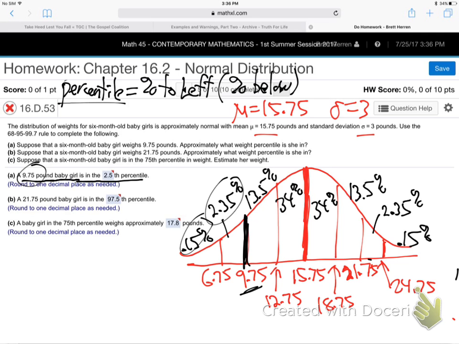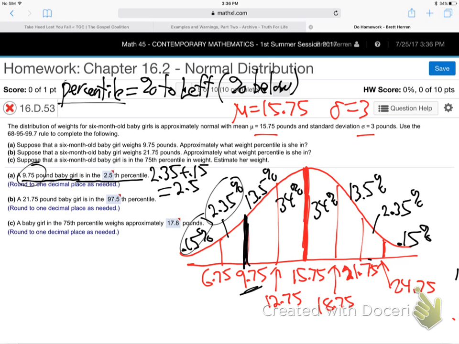So you would just go to 2.35 plus 0.15 equals 2.5%. So a baby girl that was born at 9.75 pounds would be at the 2.5 percentile, meaning only 2.5% of all baby girls have lower weight than that. It's very rare to be that low. It happens, 2.5% have even lower, but it's rare. You're pretty light. That's what that means.